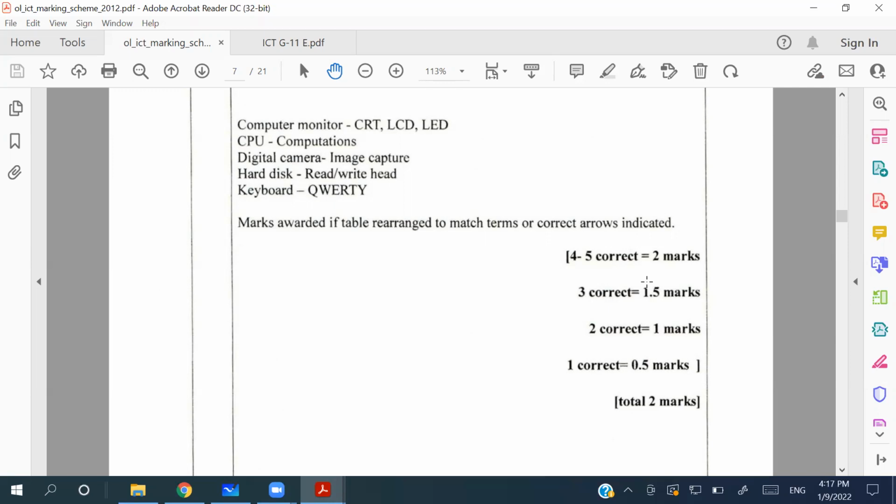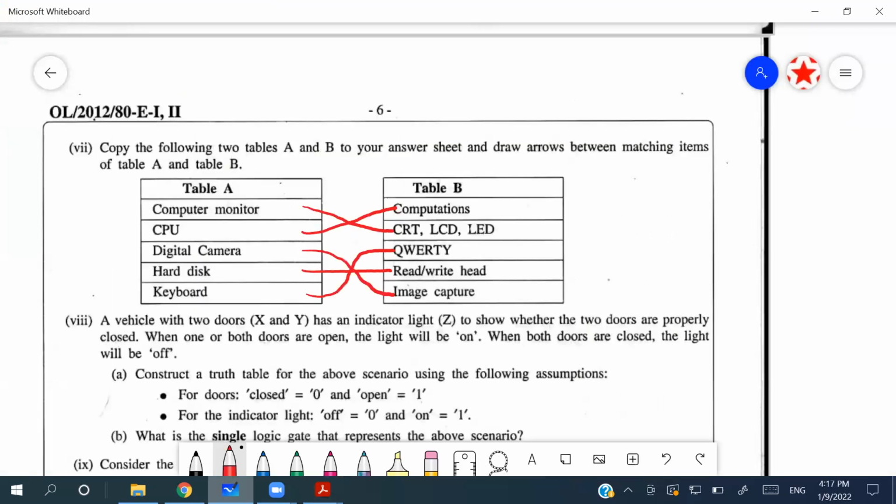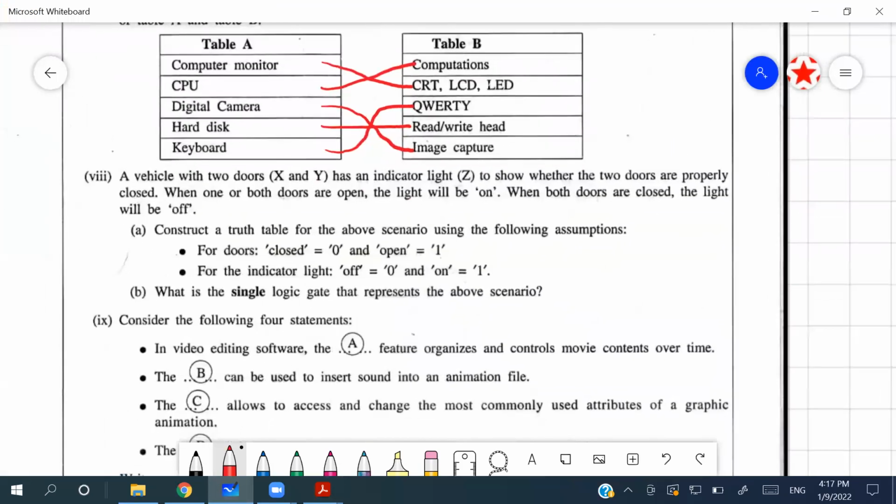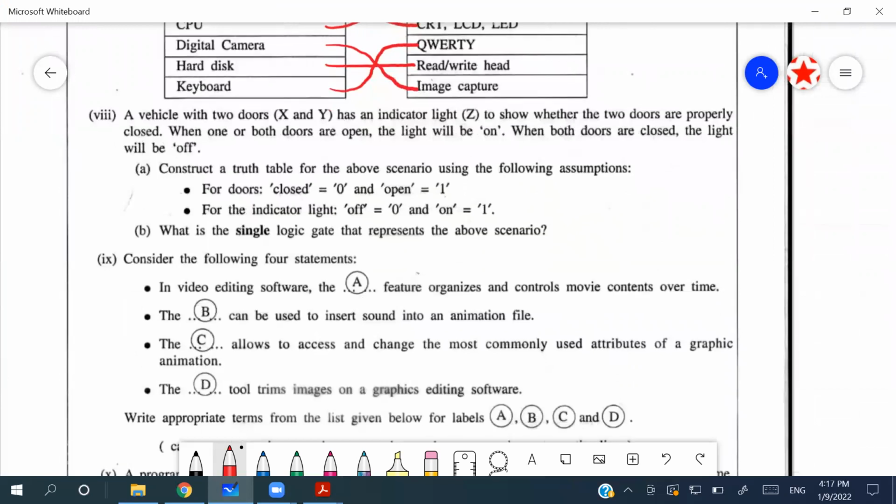All right, so I'm moving to the next question, the 8th one. It says a vehicle with 2 doors, X and Y, has an indicator light, Z, to show whether the 2 doors are properly closed. When one or both doors are open, the light will be on. When both doors are closed, the light will be off. Construct a truth table for the above scenario using the following assumptions.